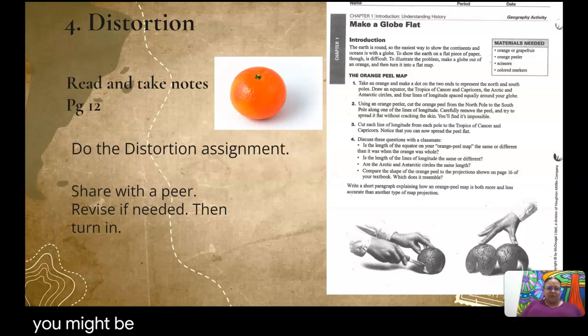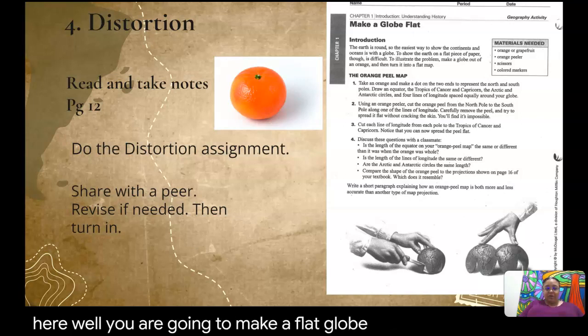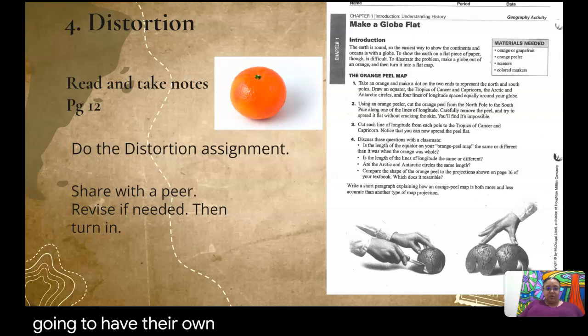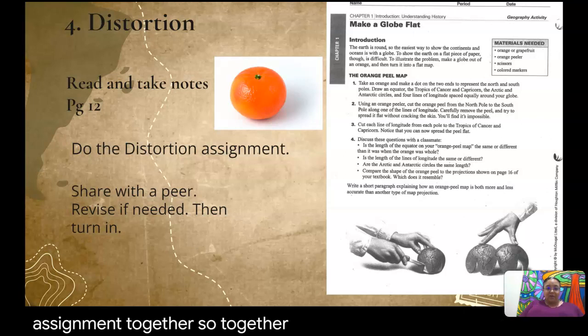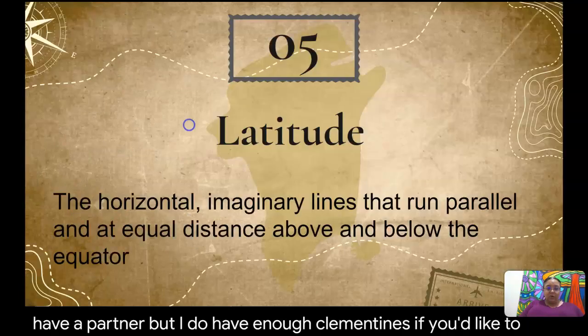You might be wondering, why is there a picture of a clementine here? Well, you are going to make a flat globe. So yes, everybody is going to have their own clementine, or you and a partner can get together and you can have a clementine, and then you can do the assignment together. So today would be an okay day for you to have a partner, but I do have enough clementines if you'd like to work on your own.